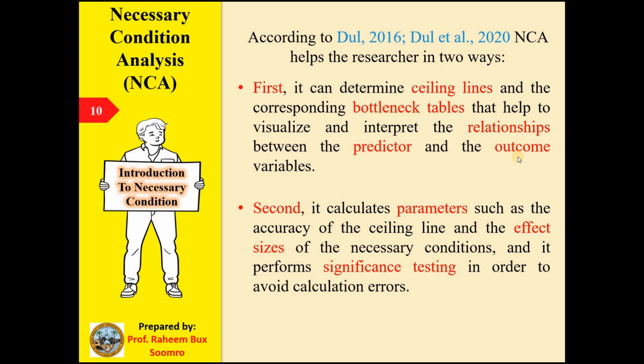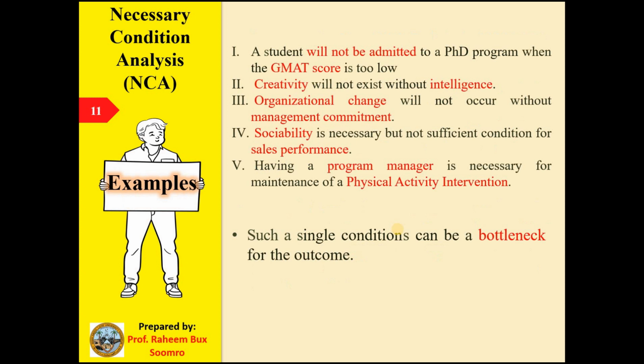So through the ceiling line and the bottleneck table, we can find out and interpret the relationship between the predictor, the independent variable, and our outcome, like the relationship between X and Y. Second, it calculates the parameters, like the effect size and significance testing. So through this, you can also find out whether the relationship is significant or not. These two things are provided to you by necessary condition analysis.